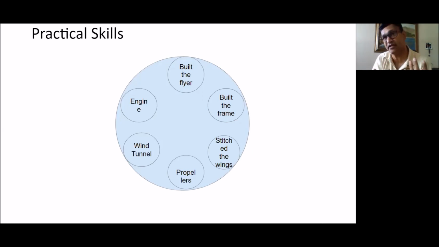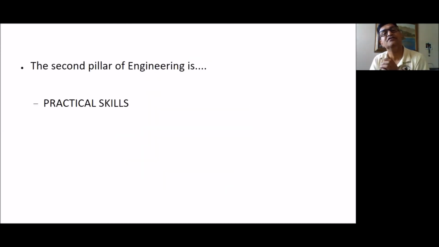That changed everything. Though everyone on the planet wanted to fly, these guys were able to do it because they had the skills, the practical skills. So the second pillar, as I said, is practical skills. Without practical skills... and you may be thinking, do I have all the practical skills today?